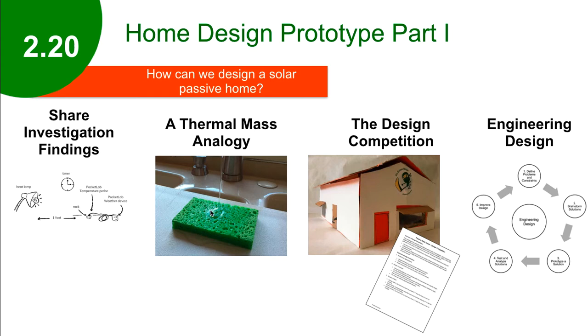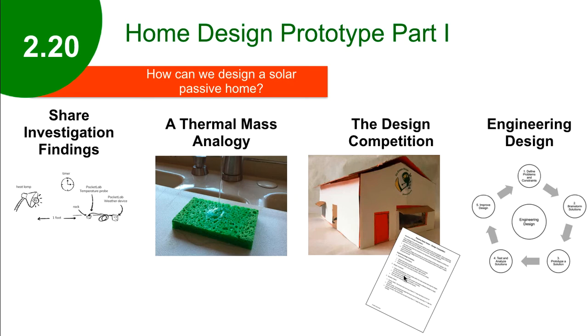The sponge absorbs water, and it can hold a certain amount of water. However, there's a point where it can't hold any more, and the water's leaking out of the sponge. Now, materials absorb and leak heat kind of similarly. We then introduce the criteria and constraints of our design competition to build a prototype passive solar home.